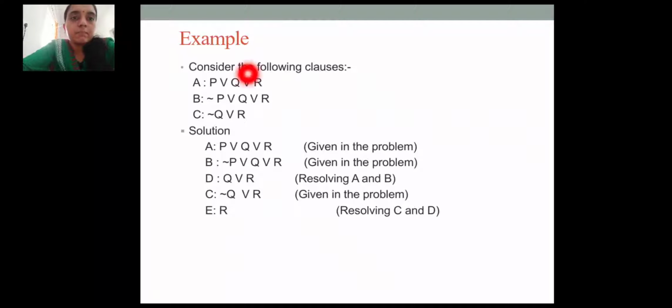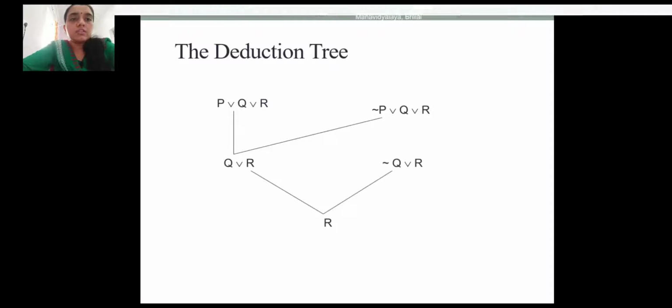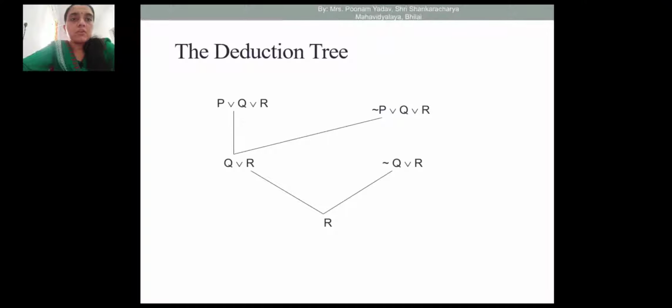Here is an example. In A and B we will have P and not Q resolved and we will get Q or R. Then another clause C is not Q or R, so Q and not Q again are resolved and we will get R as an answer. So this is the tree form. In this way resolution will perform.